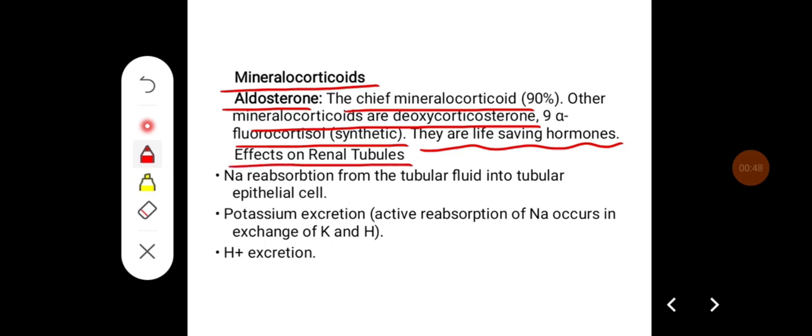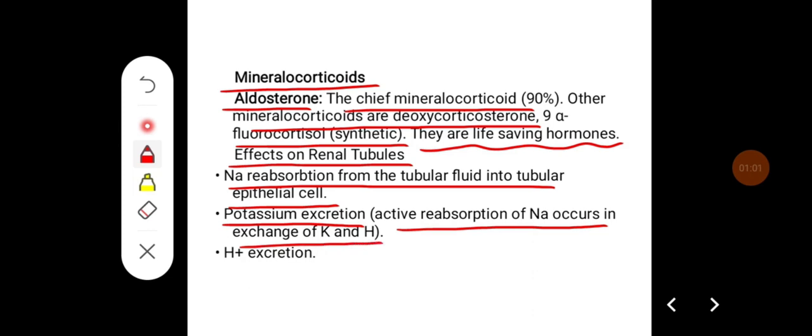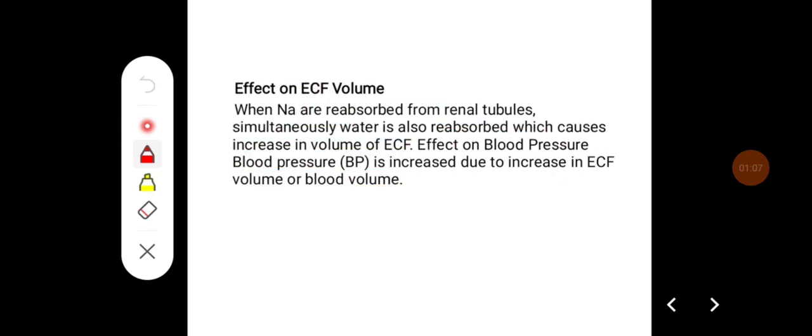If you see their effect on the renal tubules, they increase sodium reabsorption from the tubular fluid into the tubular epithelial cells. They also help in potassium excretion, that is, active reabsorption of sodium occurs in exchange for potassium and hydrogen. So they also help in excretion of H plus ions.